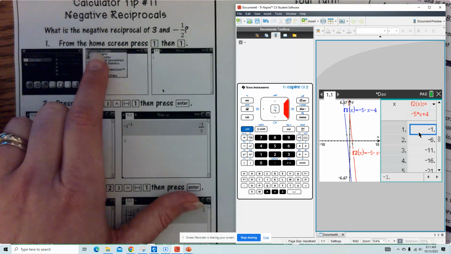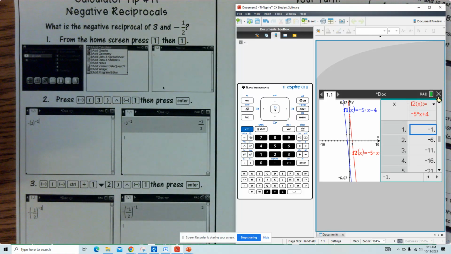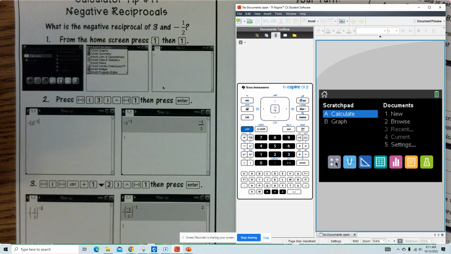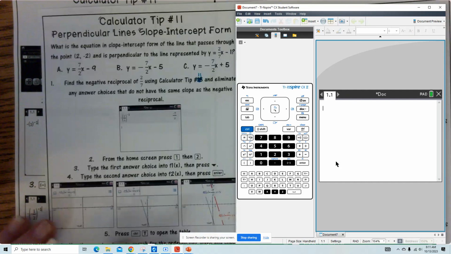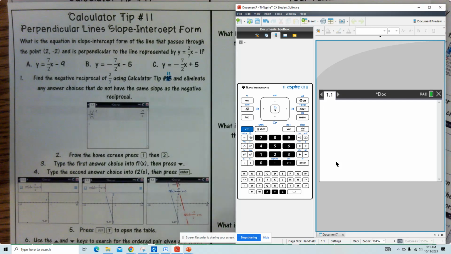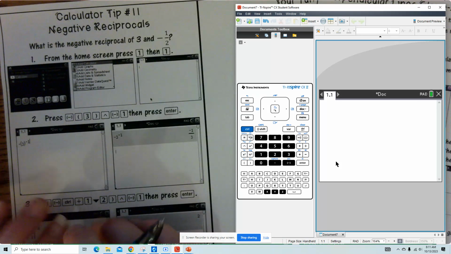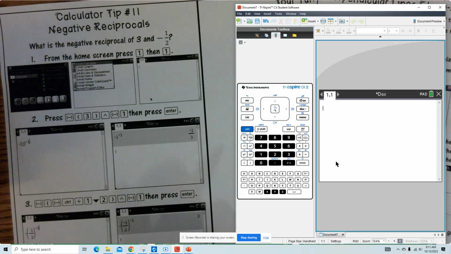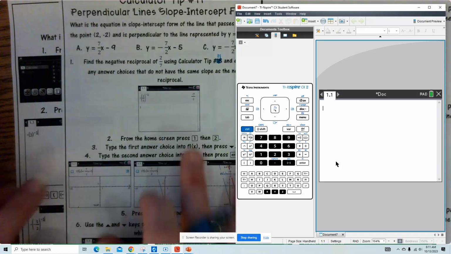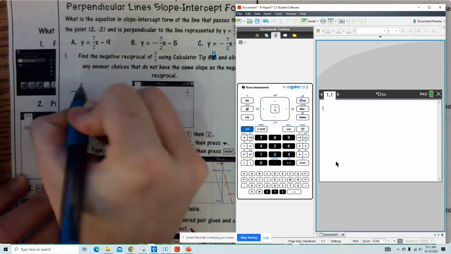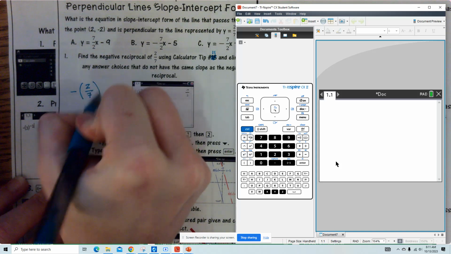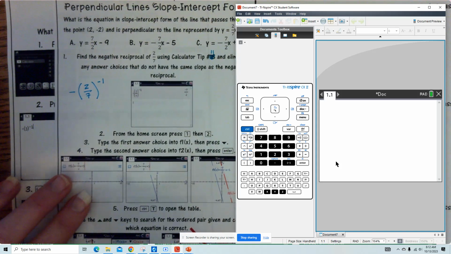So here's how we do it. So from the home screen, we're going to go to the calculator. This one right here. All right, we are going to type in parentheses. Let's do it this way. And I should have changed the value on this. I just want to look really quick and make sure I'm telling you right. All right, here's what we're going to type in: negative and then open parentheses, our slope, and then we're going to raise it to the power of -1.